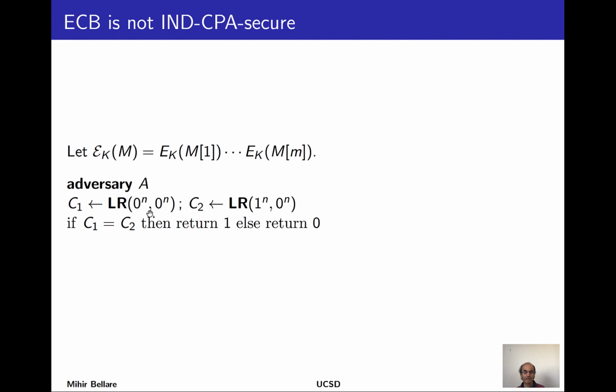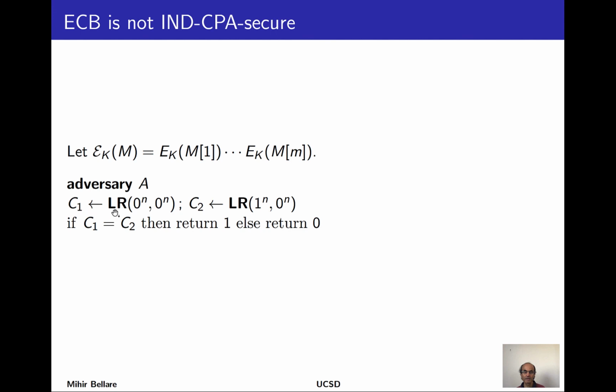And the property they have is that in the left world, the two messages are different, 0 to the n here, 1 to the n here. But in the right world, they're the same. So if from ciphertext I can detect whether or not the encrypted messages are the same, I will be able to violate security. And ECB allows that because we know that equality of ciphertext and equality of plaintext are the same. So this is what our adversary checks.